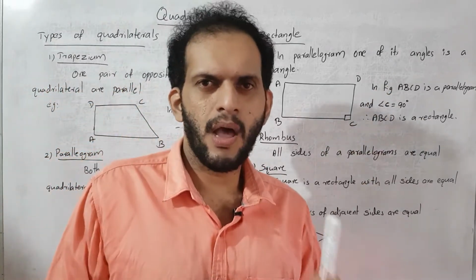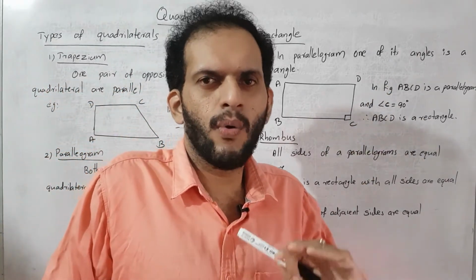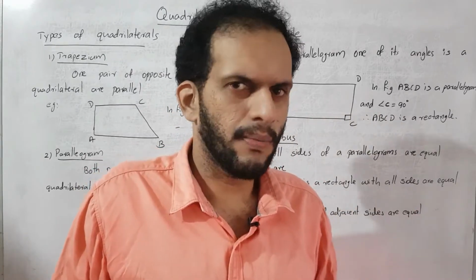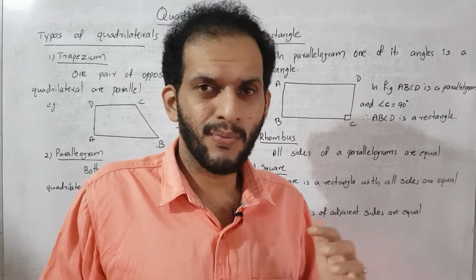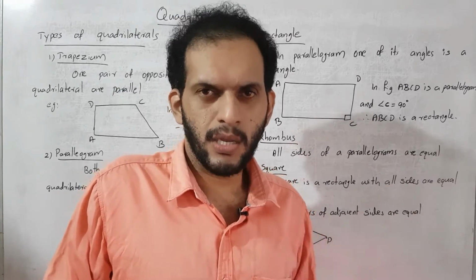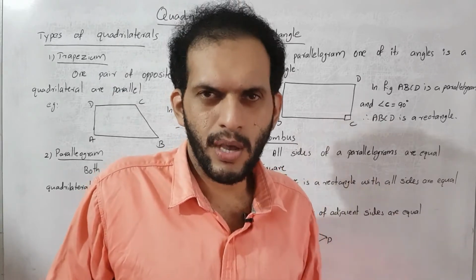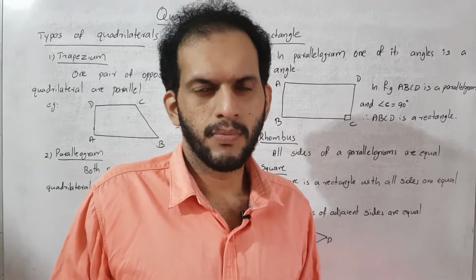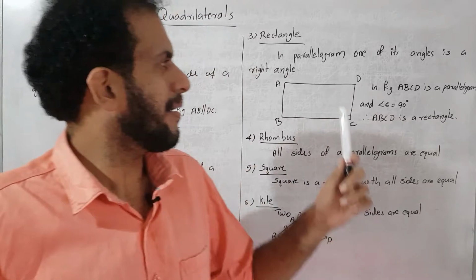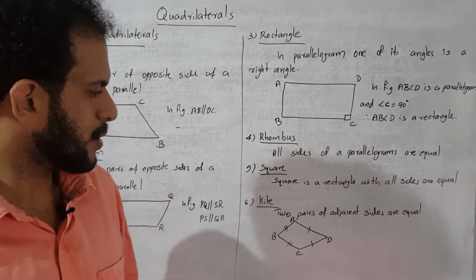A rhombus need not be a square, because in a rhombus one angle need not be 90 degrees. But all squares are rhombuses. Why? Because in the case of squares all sides are equal and a square is also a parallelogram. So a square is a rhombus. Okay, and rectangle, the last one. What is the last one?